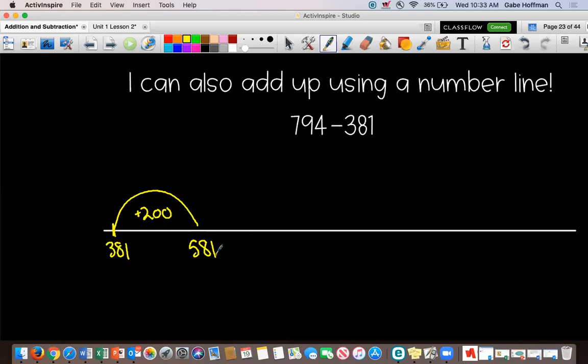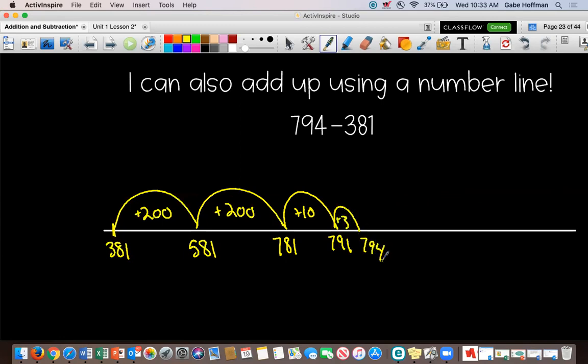And then I'm going to add 200 again. And I'm going to get it to 781. And then I'm going to add 10 to get to 791. And then I'm going to add 3 to get to 794. So there I started at 381. I finished at 794. And I'm going to add up all my jumps.